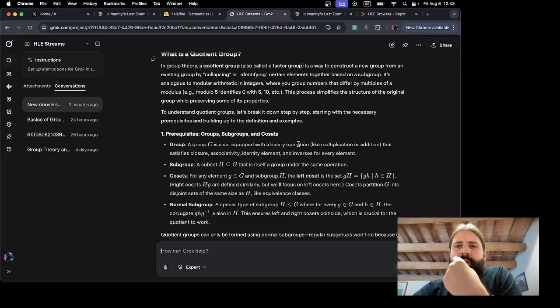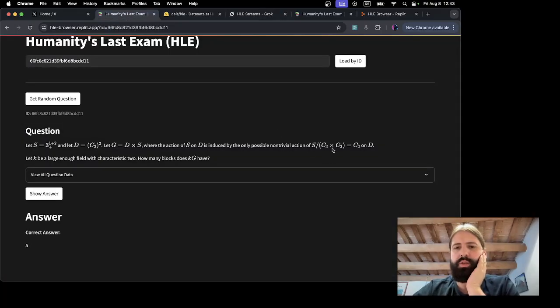Collapsing or identifying certain elements together based on a subgroup. It's analogous to modular arithmetic in integers, where you group numbers that differ by multiples of the modulus. So modulo 5 identifies 0 with 5, 10, etc. Exactly, your mapping. So this process simplifies the structure of the original group while preserving some of its properties. So here we're doing like a modulo, so we're kind of simplifying. Okay, that's good. I don't understand why it says equals here, but is it something that we should then try to validate?